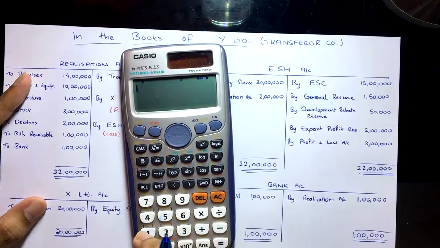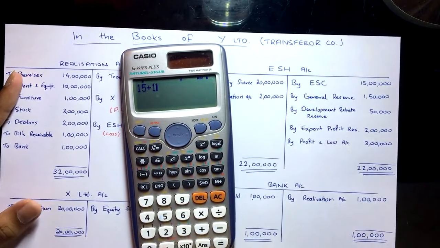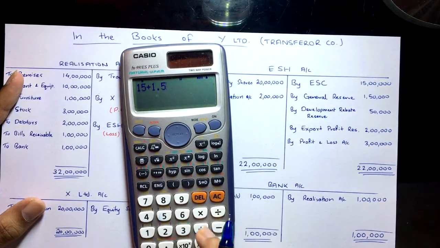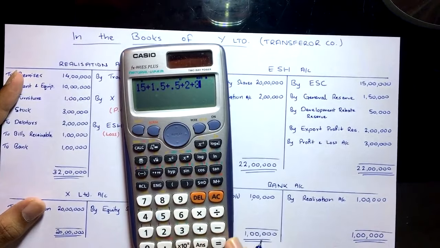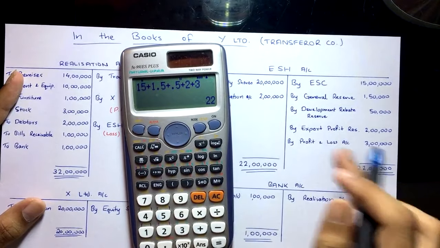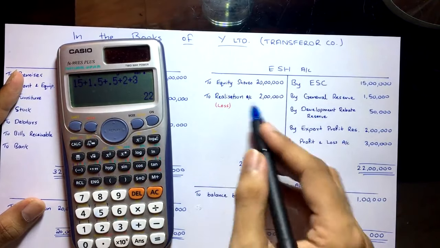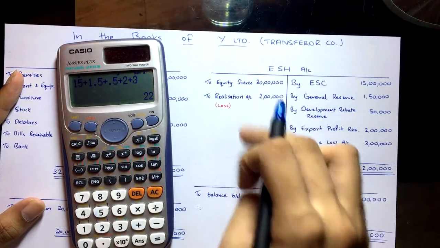See here, add up 15 plus, how much is that? 1.5, right? 1.5 lakh, 1,50,000. And 50,000. So that's 0.5 plus 2 lakh plus 3 lakh. That is equal to 22 lakh. So 22 lakh is the total. And then subtract that. See, it balances. If any balance comes in the equity shareholder account, then you have to take it as cash, okay? But here there is no balance.